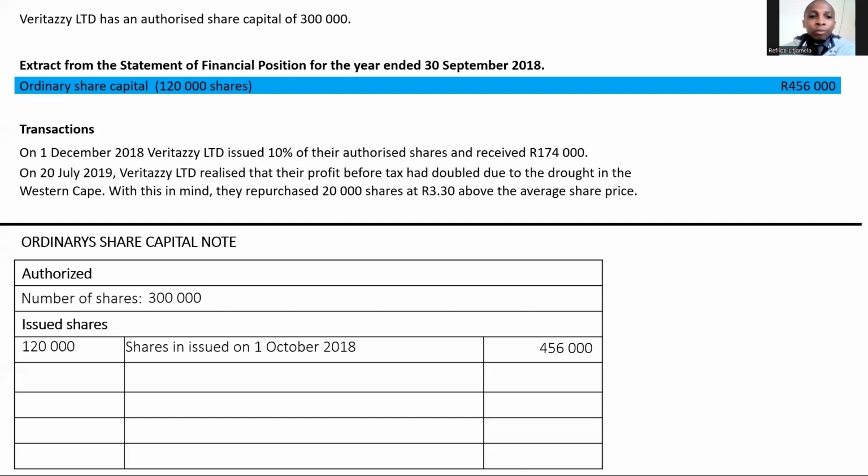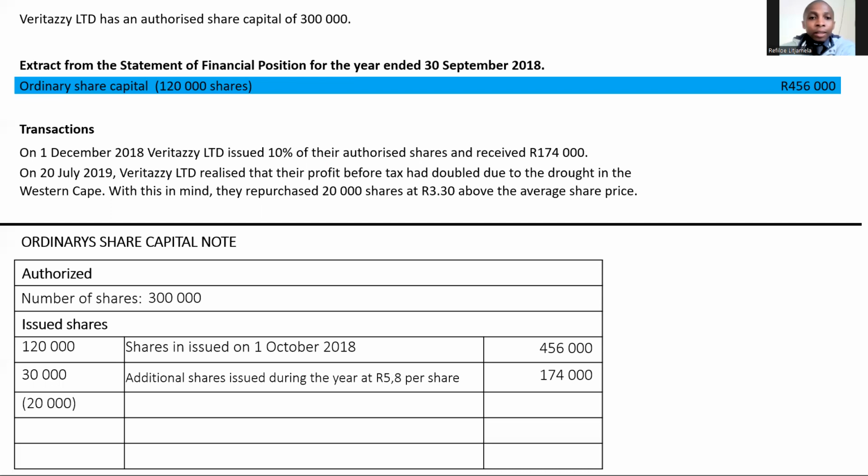So I will simply find 10% of that 300,000. It'll give me 30,000. So I issued 30,000 shares, but they didn't tell me at what price per share these 30,000 shares were issued. And in this case, they gave us the share capital raised from issuing these shares. So for you to get price per share, you have to take 174,000 divided by 30,000, and that will give you 5 Rand 80 cents.